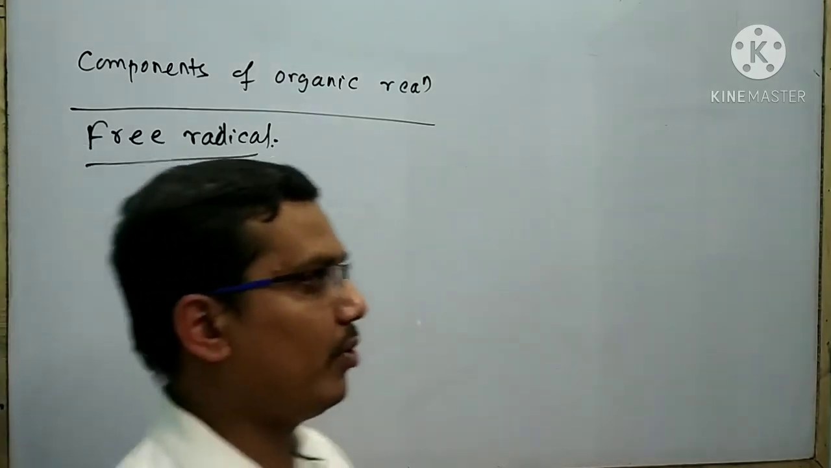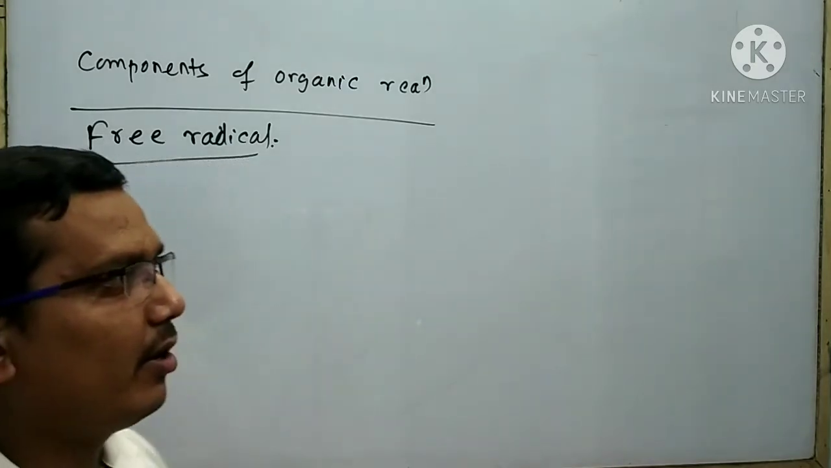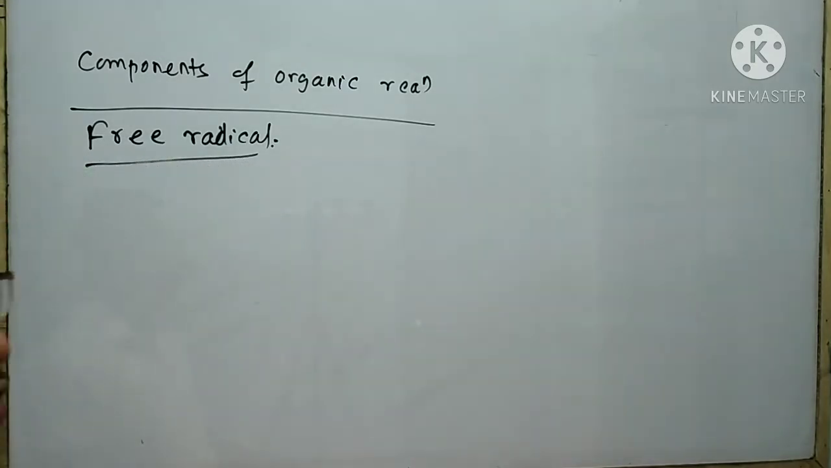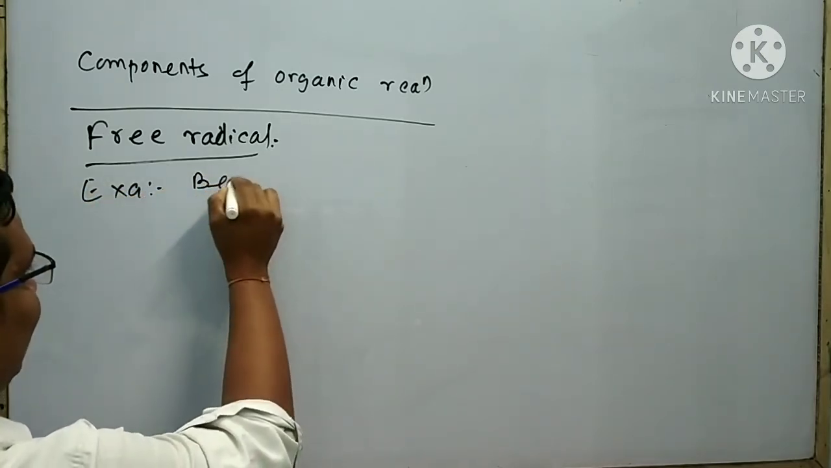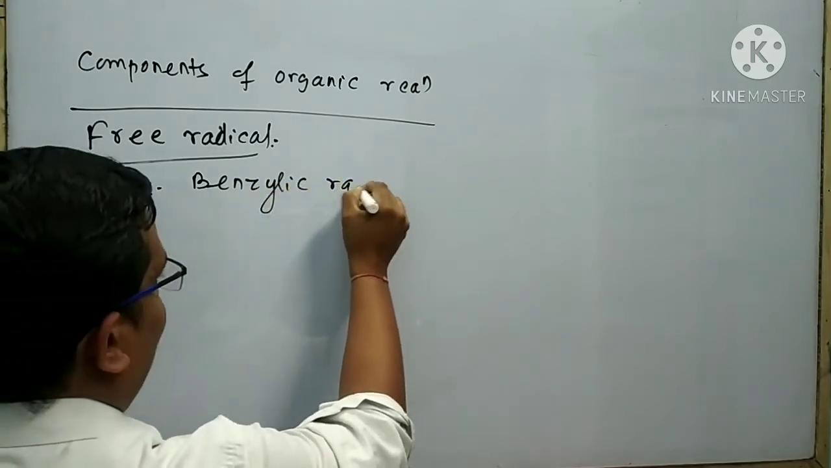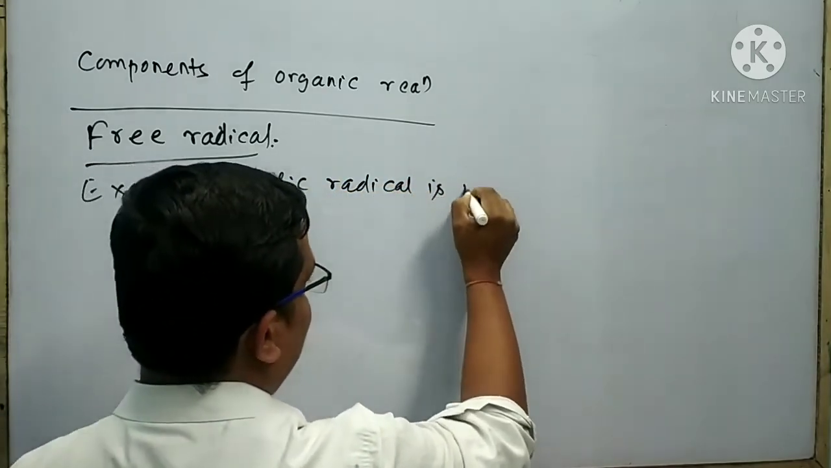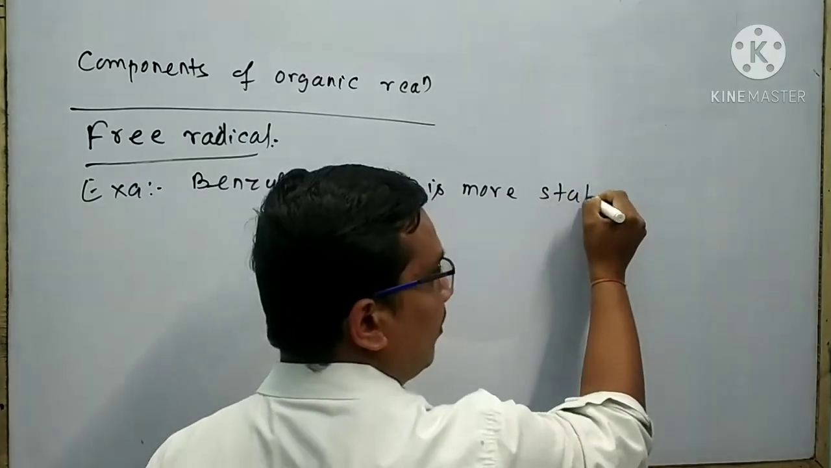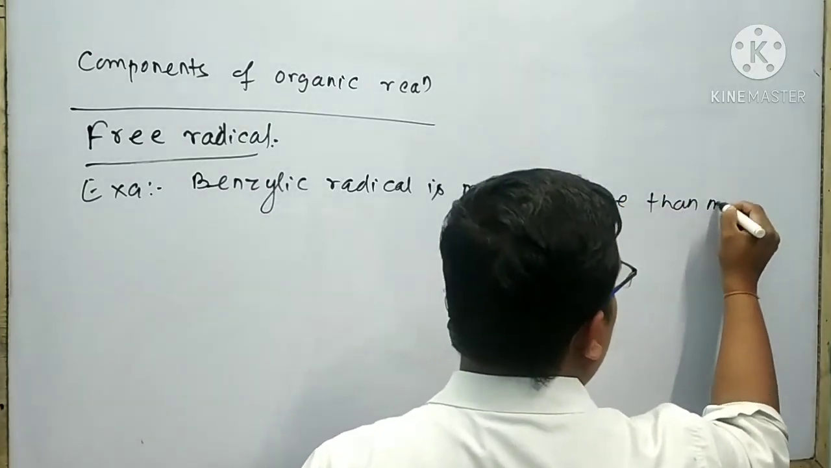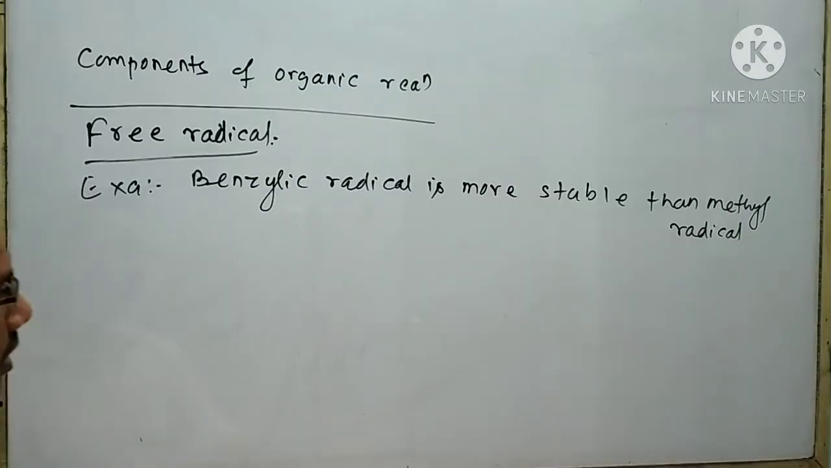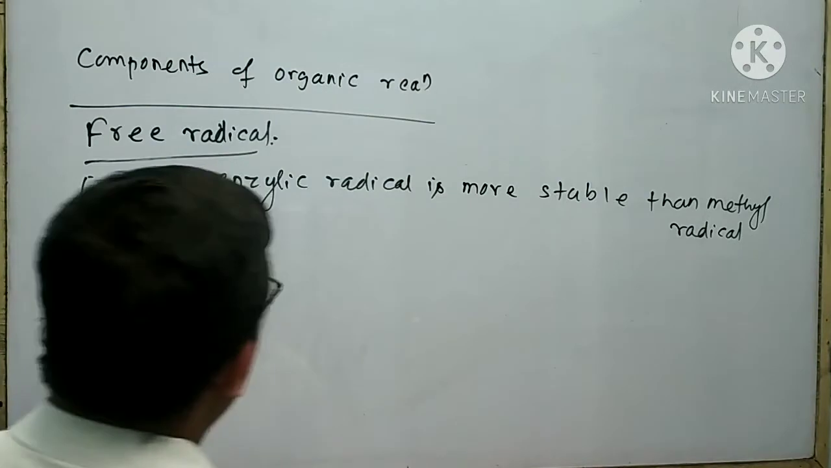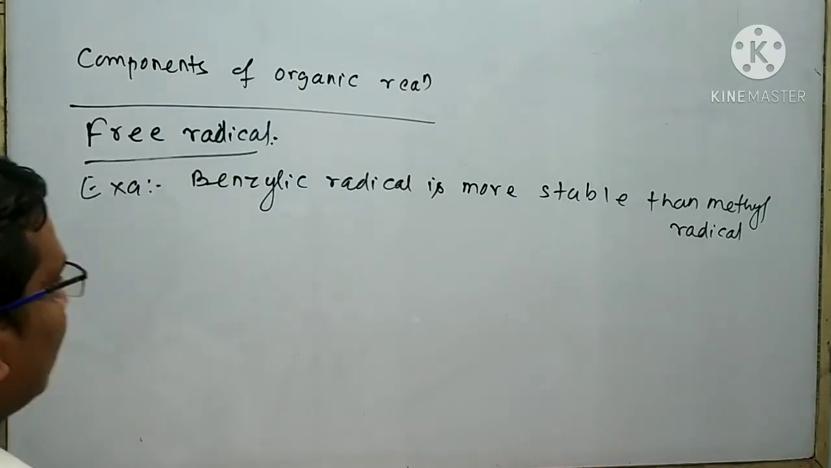Remember an important point: the higher the possibility of odd electron delocalization through resonance, the higher will be the stability of the free radical. Take an example. Benzylic radical is more stable than methyl radical. This can be clearly explained with the help of resonance effect.